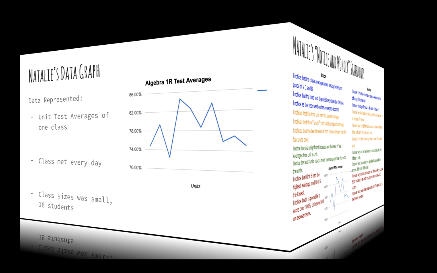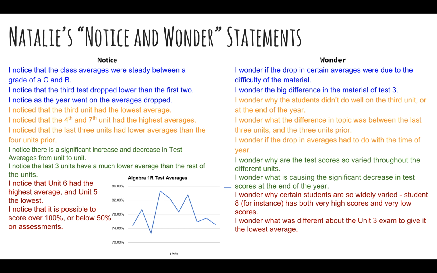So as a whole, myself and my classmates noticed that the 3rd unit had the lowest average, as well as the last 3 units had a decline compared to the beginning of the year. And they also wondered why there was that drop off for Unit 3 and why was there that drop off at the end of the year.